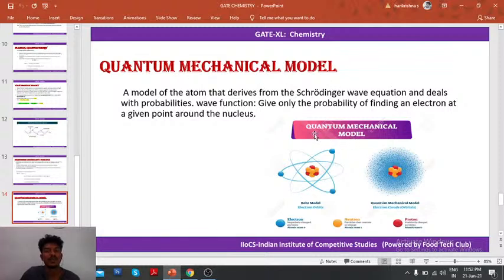So the difference between the other models and the quantum mechanical model is that here we are finding an electron from a given point around the nucleus. That is the main feature of the quantum mechanical model.